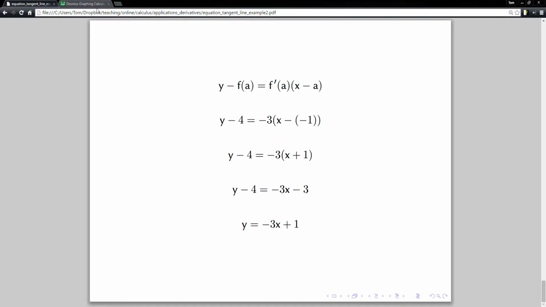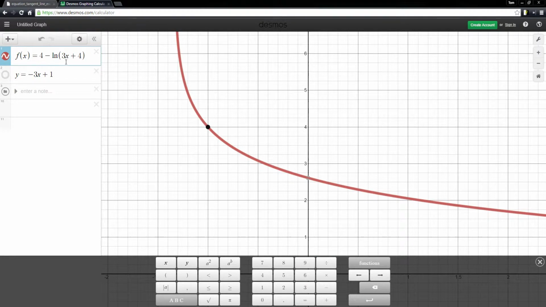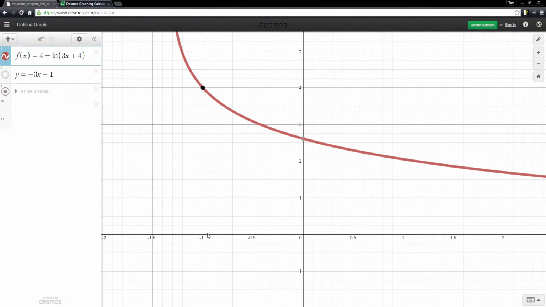Let's take a look at the graph and just verify that. So here's our function, 4 minus the natural log of 3x plus 4. And here's our tangent line, y equals minus 3x plus 1. There's the point negative 1, 4. The tangent line should just come in here and skim right through there, which it does. So that's the equation of the tangent line at the point.